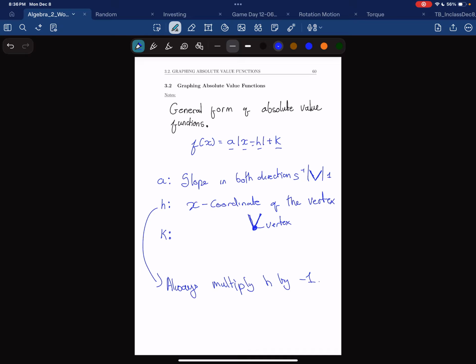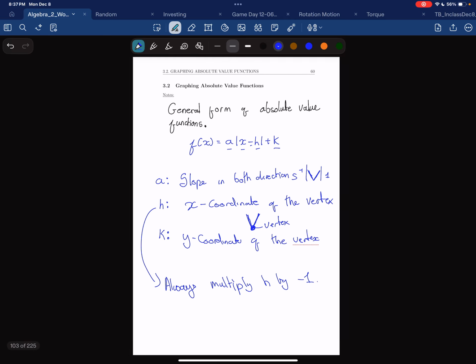But K is just the y coordinate of the vertex. All right? So the vertex will always be somewhere on the axis. And all we need to know is where the vertex is and what the slope is to graph our absolute value function for any particular linear function. That's why it's pretty easy.